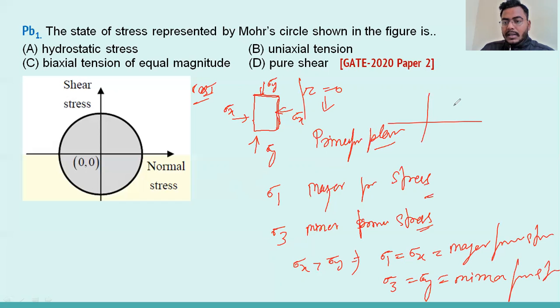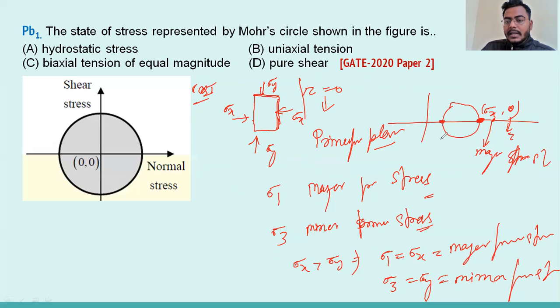Or by drawing the Mohr circle, you can see here, what is the coordinate? Here the coordinate is sigma x and y coordinate 0. It means shear stress here is 0. So this will be the major principal stress.